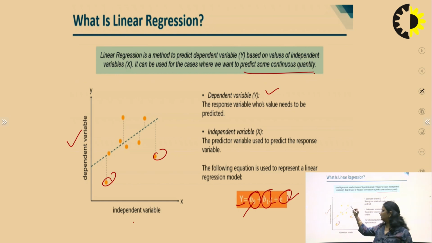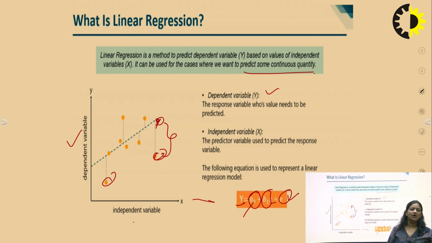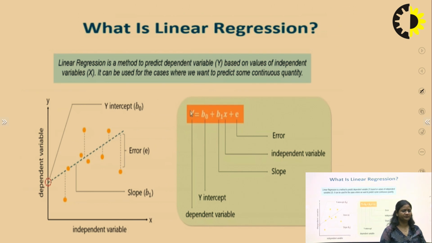For example, if you have to predict the value of some variable y, it should lie here, but in the market the actual value is like this. So the difference between the predicted value and the actual value is known as the error. It is clear from this diagram also.